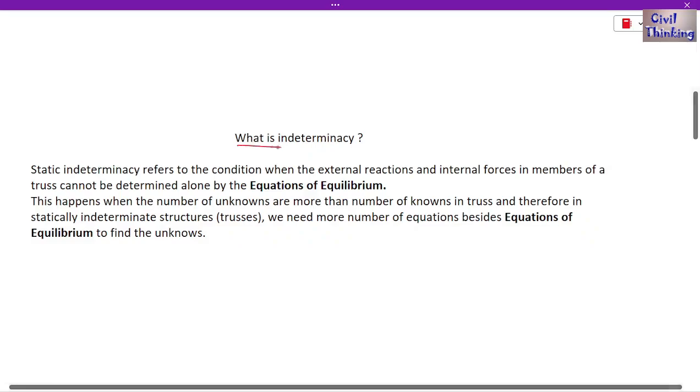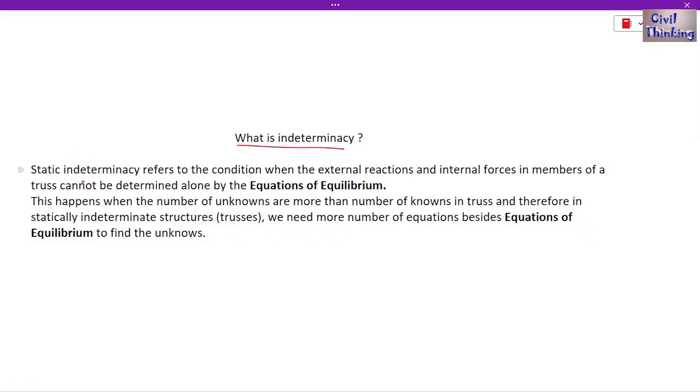Now what is indeterminacy? As it is written, static indeterminacy refers to the condition when the external reactions and internal forces in members of a truss cannot be determined alone by the equations of equilibrium. Let me tell you, when we have a truss, for example, let us say this is a truss. This is one support on the truss, and this is another support on the truss.